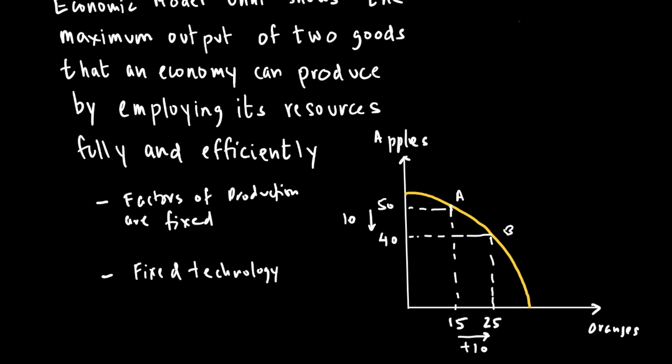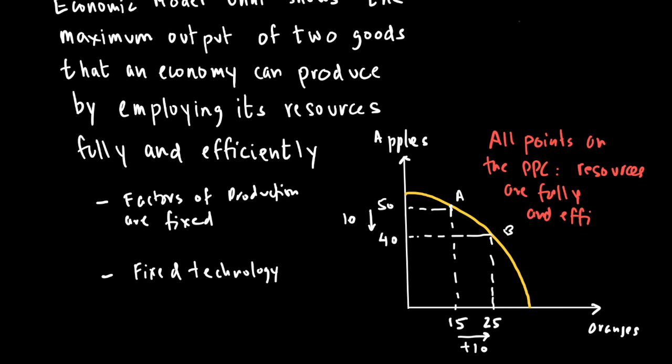So one thing to start off with: when you are on the curve, let me write this, all points on the PPC are where resources are fully and efficiently employed.